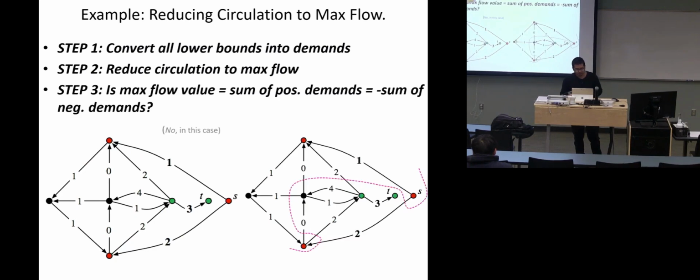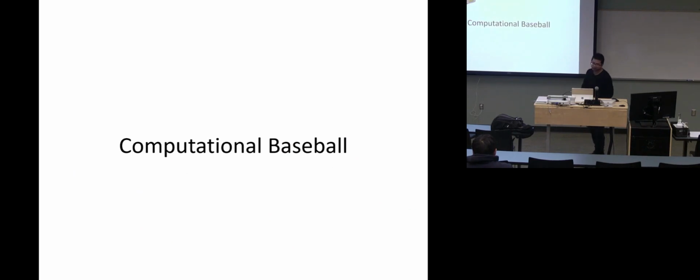Okay. So in this particular case, the answer is that there is no circulation because you can find some cut that certifies that the flow is too small. But that's not the point. The point is that you have a reduction. Okay. So let's see a more practical problem.